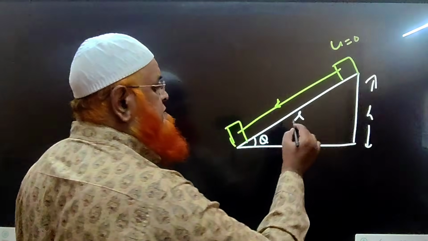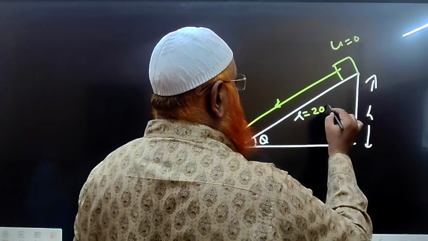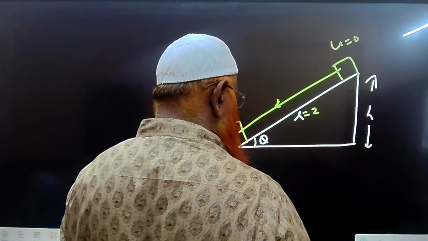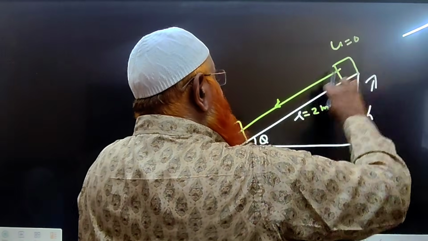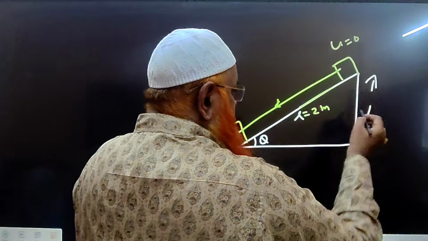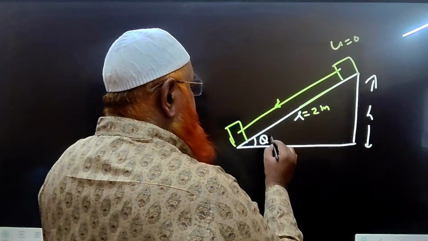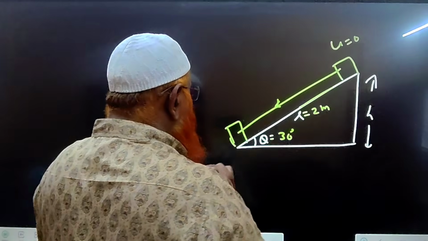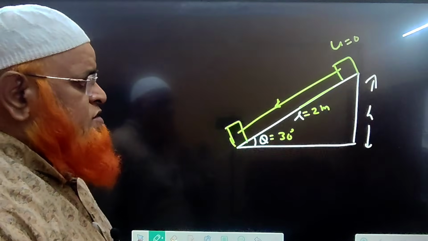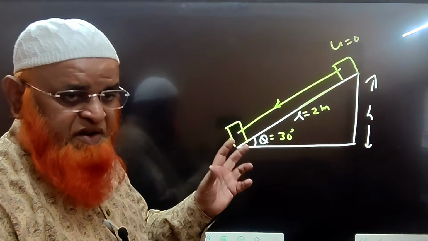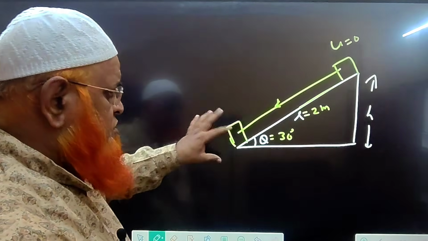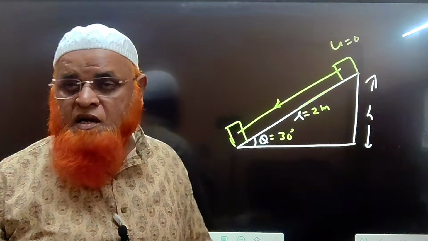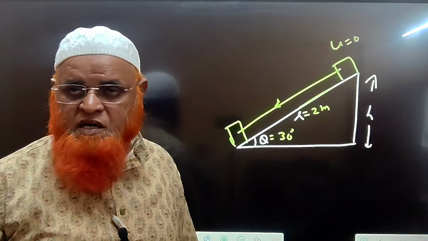Let us consider the length as 2 meters. See, I am taking the inclined plane length, not the height. This angle I am taking as 30 degrees. Okay. So what is the work done by gravitational force to take this block from top to bottom? How do you find out the work done?